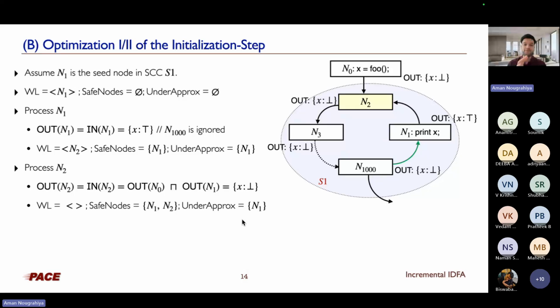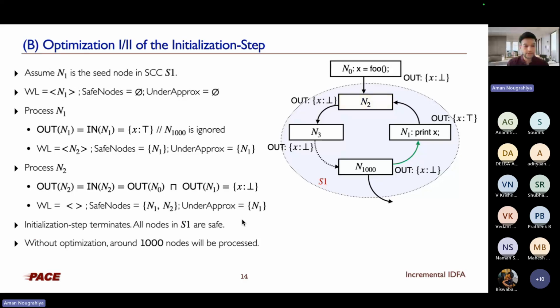Now, if you compare this with the original case, where I'm clearing out all the flow maps instead of just ignoring the potentially unsafe ones, then I would definitely have to process all the 1,000 nodes at least once in the initialization step. In contrast, here we are processing only N1 and N2. Just to make sure that we are on the same page, if we have any doubts for this slide, I'll pause for any questions.